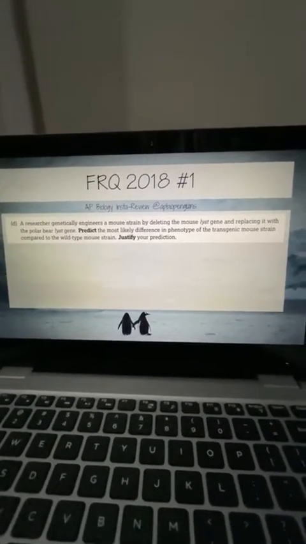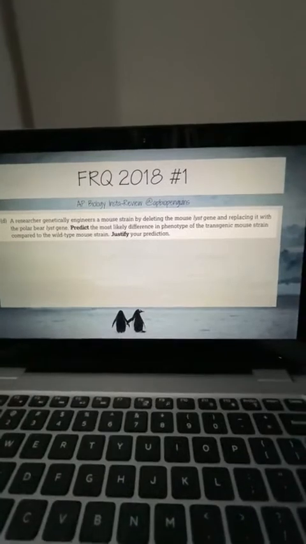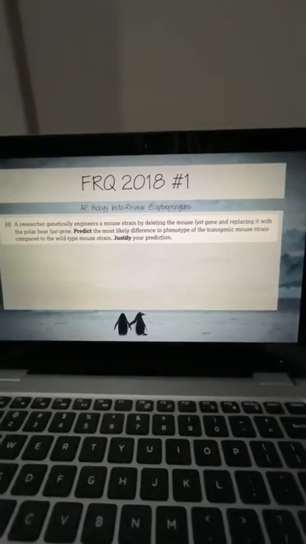Okay. So D, a researcher genetically engineers a mouse strain by deleting the mouse's list gene and replacing it with a polar bear list gene. Predict the most likely difference in the phenotype of the transgenic mouse strain compared to the mouse wild type. Well, we know that the polar bear has white fur because it has that list gene. So if we take the mouse gene out and we put in the polar bear gene, you would expect the mouse is going to be white because it has that gene that caused that pigmentation. And so that would be your answer: the mouse is white.